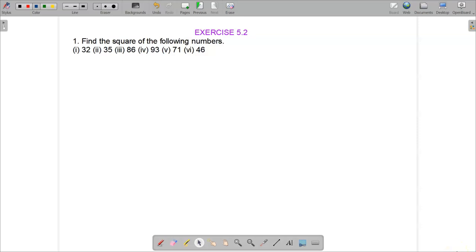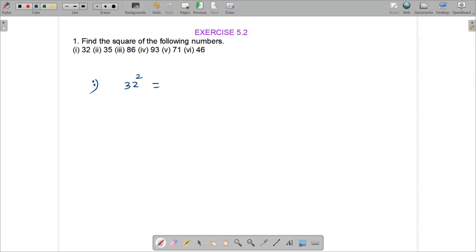Hello students, welcome you all to the video lecture on chapter number 5, squares and square roots, exercise 5.2, problem number 1. The question is, find the square of the following numbers. So the first problem is 32. We need to find the square of each and every number. So square means we have to find 32 square.